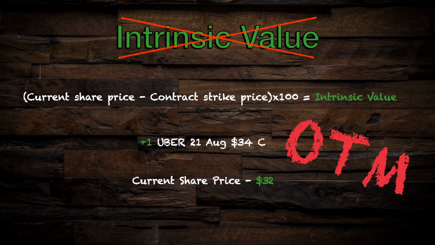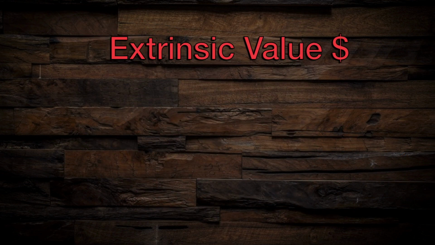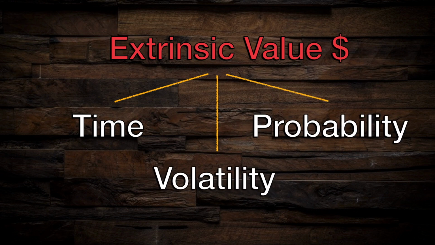Now that doesn't mean that this $34 call is completely worthless, because it likely still has extrinsic value. Intrinsic value is really quite simple to calculate, but extrinsic value is a bit more complex because it is affected by multiple variables. The three main components that make up extrinsic value are the remaining time until expiration, implied volatility, and the statistical probability that the option will expire in the money with some amount of intrinsic value after all of the extrinsic value has melted away.